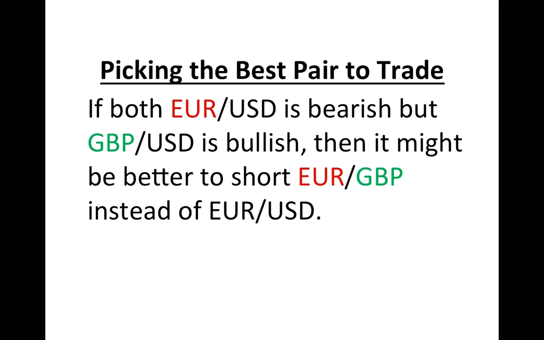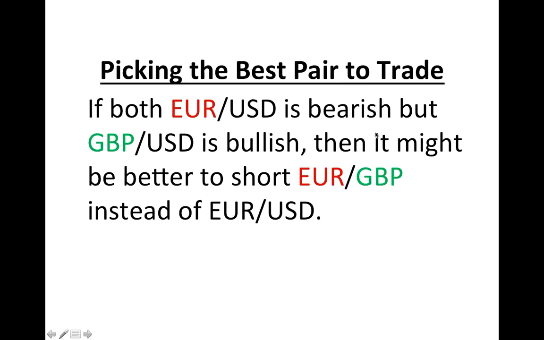Okay, which brings me to my last slide. How do you decide the best pair to trade? Once you have done your homework of analysis of looking through the 7 key pairs, you will then try to find pairs which are going in the opposite direction. For example, if the euro dollar is bearish, but the pound dollar is bullish, it means the euro dollar is going down, but the pound is going up. Then it's better to short the euro pound instead of the euro dollar, because this is going down while this is going up.